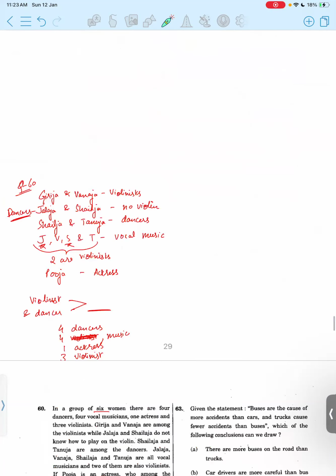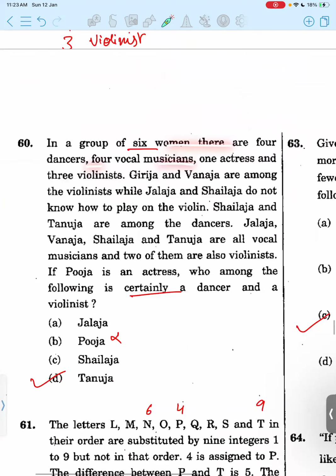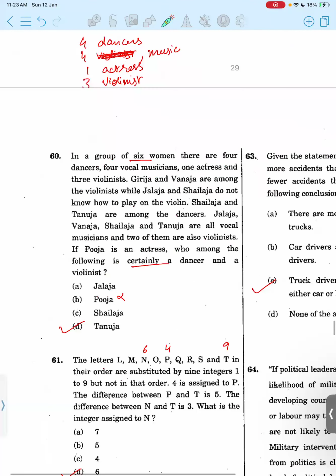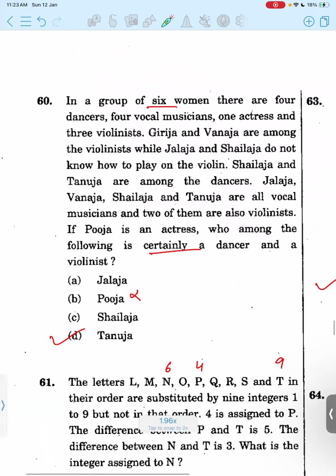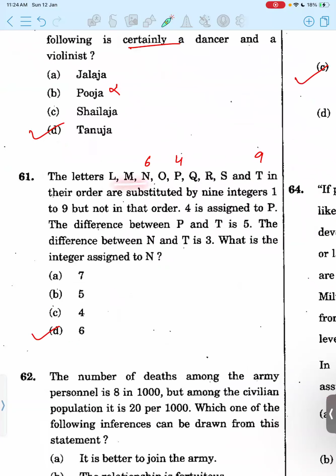Then moving on. 60. In a group of 6 women, there are 4 dancers. All this information is given to us. So I've written it down here, and we have to check that if Pooja is an actress, who among the following is certainly a dancer or a violinist. So it should be Tanuja. We should fit both these conditions. Option D.